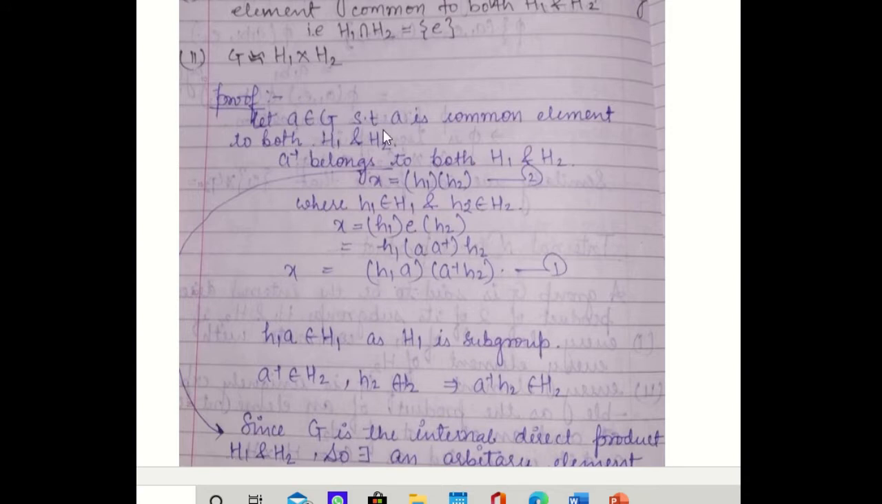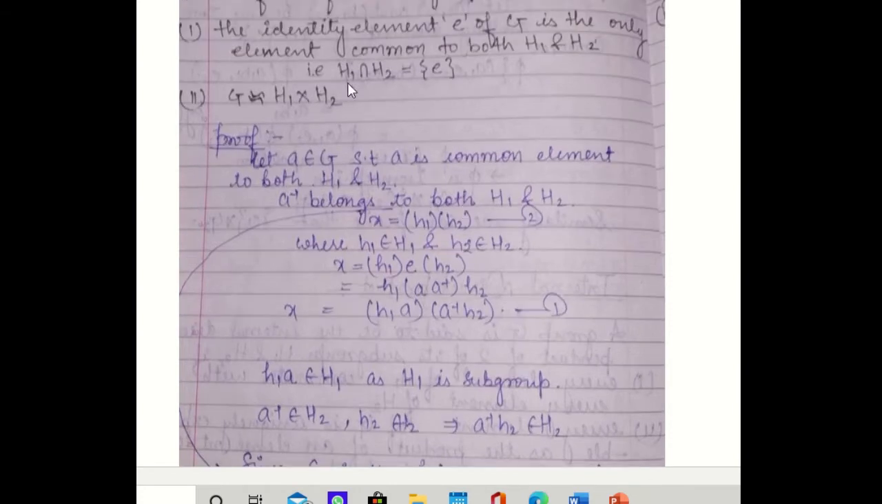So let a belong to G be an arbitrary element, and we have to show that the only common element between H1 and H2, that is, H1 intersection H2, is the singleton {E}. So, if possible, let a be any element of G which is common to both H1 and H2. Now a inverse is the inverse of a in G. Since H1 and H2 are subgroups, a inverse will belong to both H1 and H2. Now let x equal h1 h2, where h1 belongs to capital H1 and h2 belongs to capital H2, and x will be an element of G.